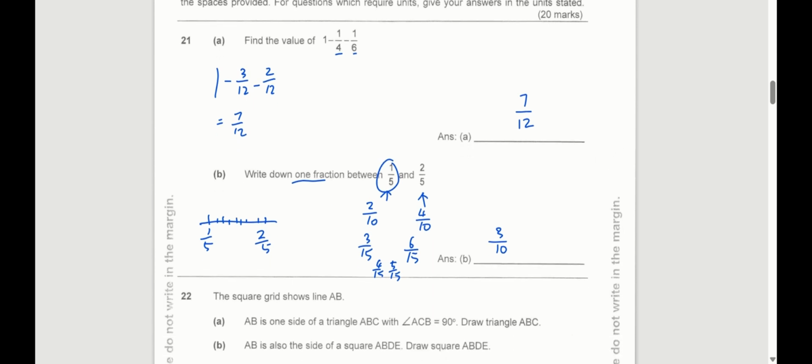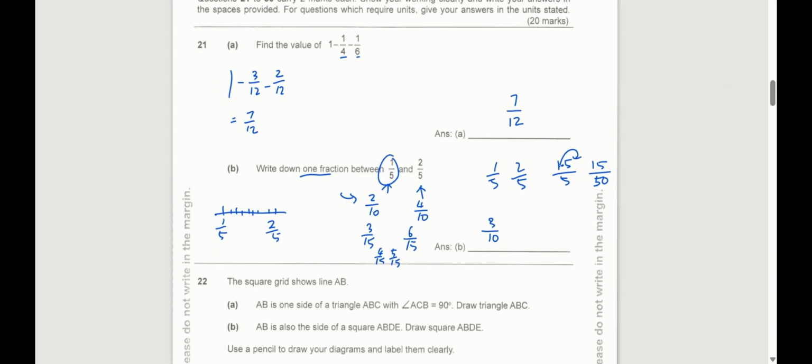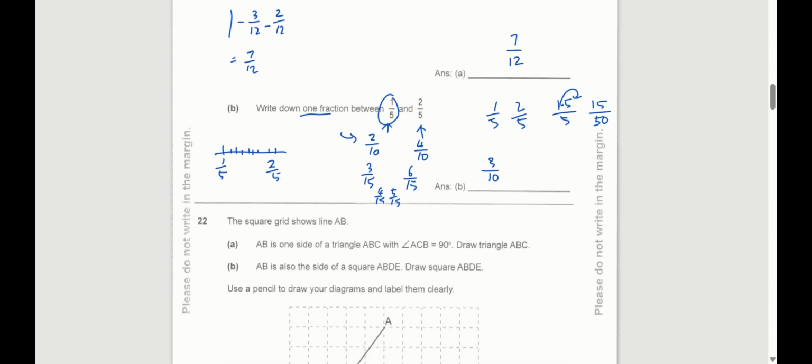Of course, there's also another one, if you were to think about it: if there's 1/5 and 2/5, and in the middle is 1.5 fifths, you can just times 10 to give you 15 out of 50. That is also acceptable. But I will say the easiest way is to find the next equivalent fraction.